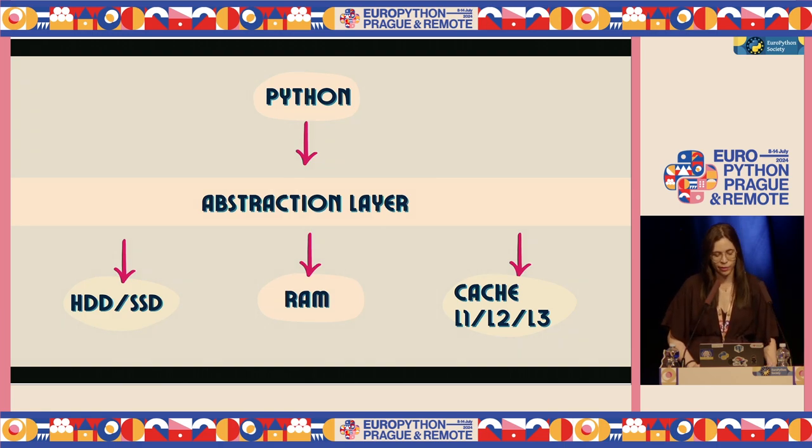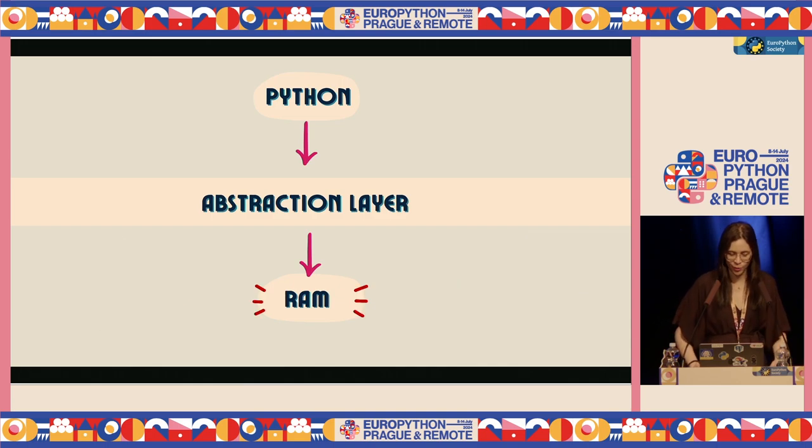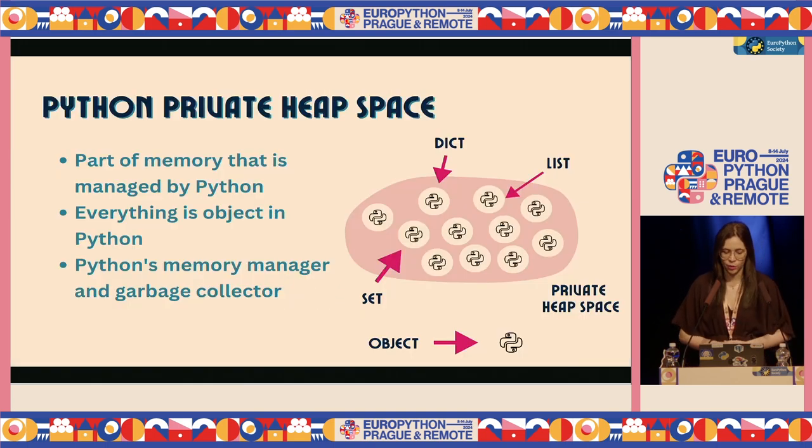So when we go into the Python world and try to find a Python abstraction layer compared to the hardware, you have it here, the RAM. The RAM is special, as I said, because it has the Python private heap space. The name private means that Python will manage this heap space, not you, because some other programming languages allow you to do this manipulation and try to find performance efficiency there. So part of the memory that is managed by Python is located in the private heap space. You can think of it as where things get saved when Python is running.